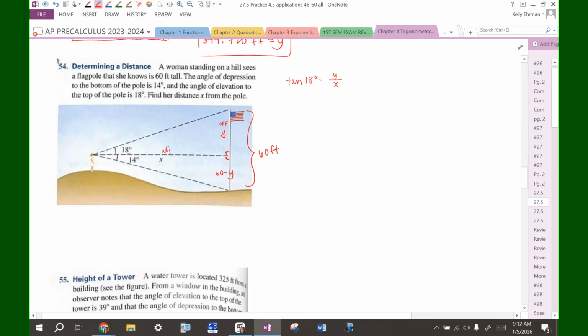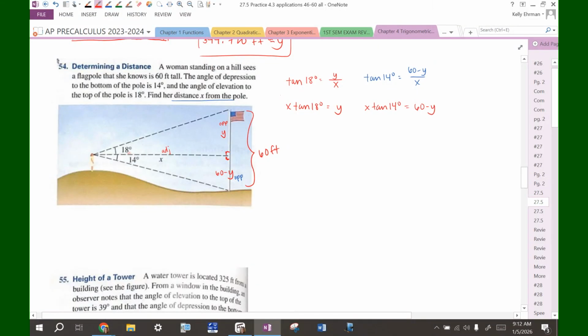And then go to the other triangle, and I also have opposite and adjacent. So the tangent of 14 degrees would equal opposite, which is 60 minus y, over x. We want to find x, so let's get x in both scenarios out of the denominator. So that would be x times tangent of 18 degrees equals y, and x times tangent of 14 degrees equals 60 minus y.